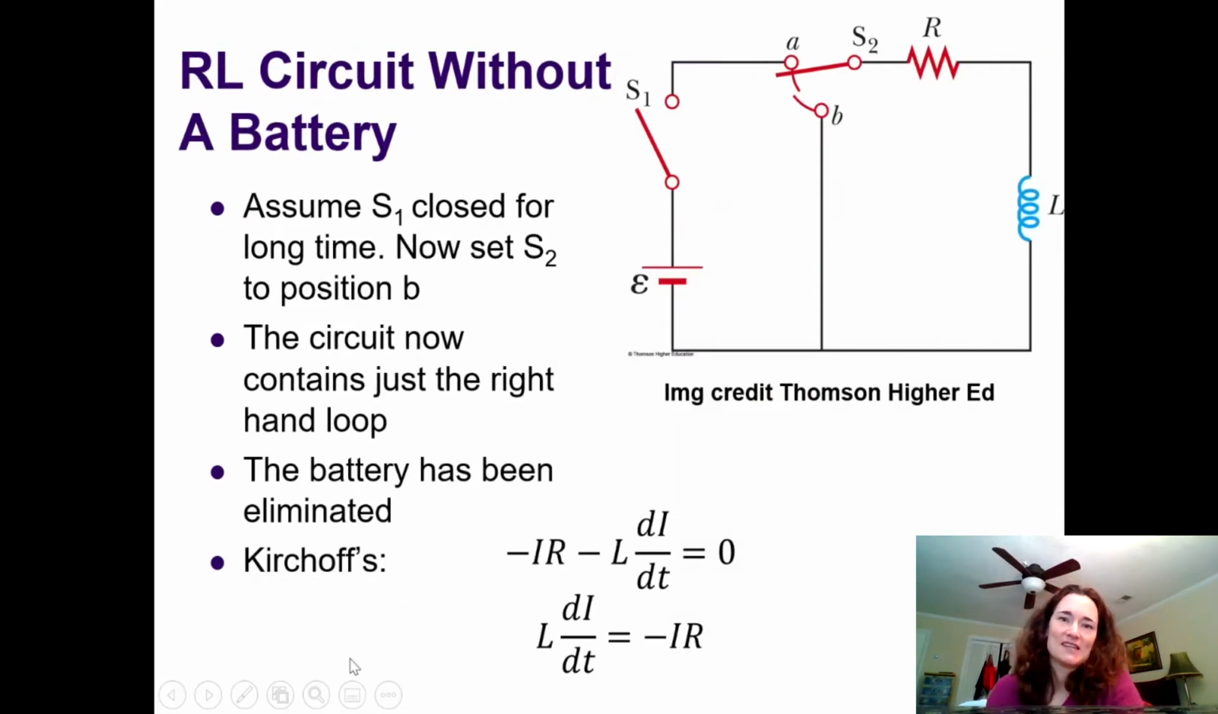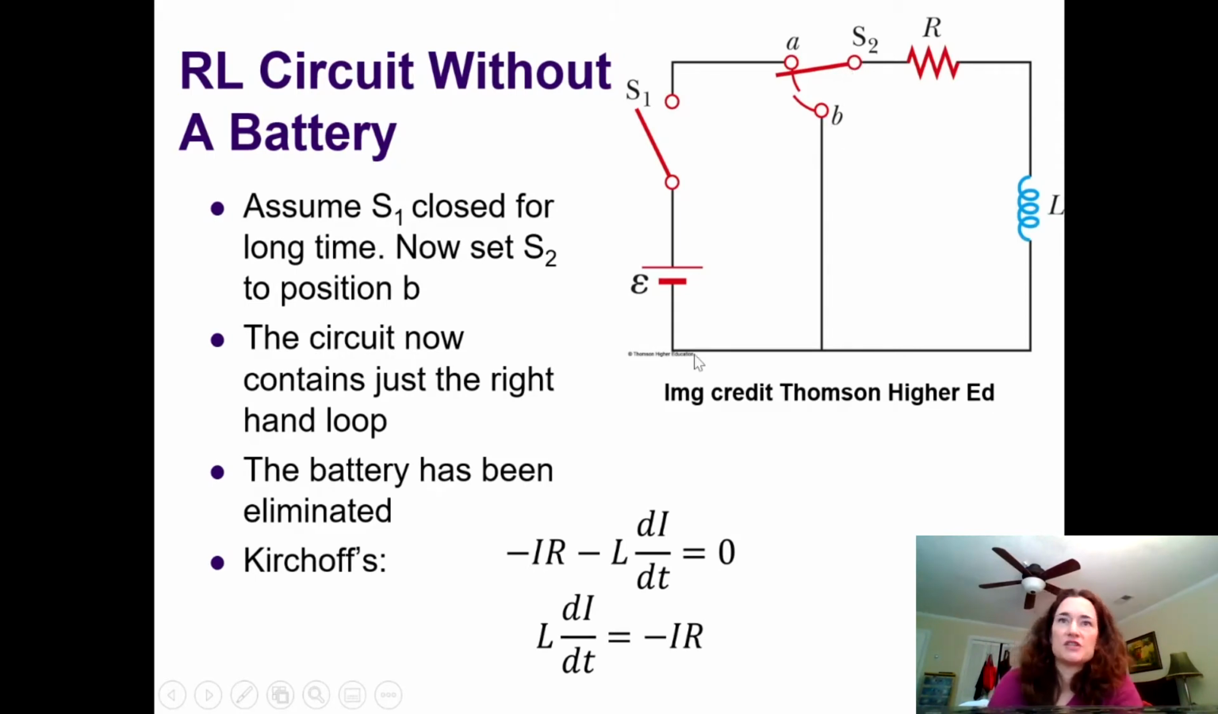Okay, now let's talk about what happens if you had that switch S1 closed for a long time and you had the switch S2 in position A for a long time. At that point, and we'll talk more about this expression later, you've stored a lot of energy in your inductor, in the form of the magnetic field present in the inductor. But then you go ahead and move the switch S2 to position B.